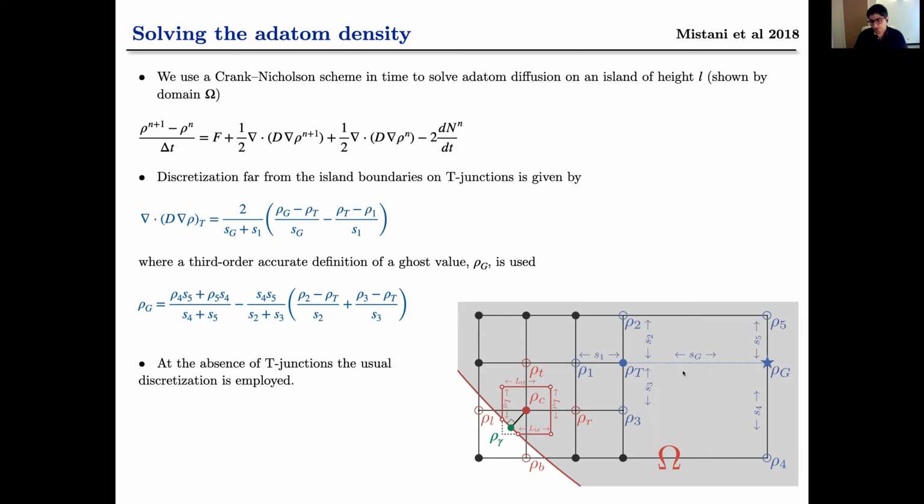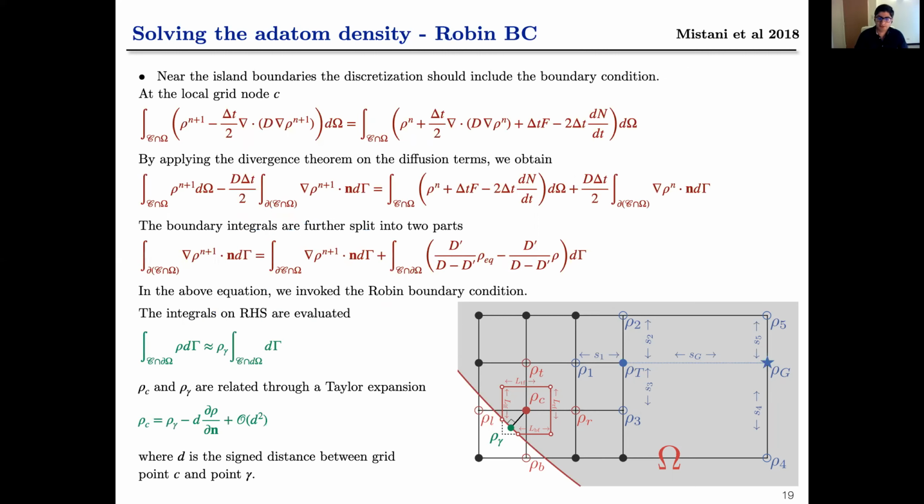Because the grid is adaptive, when you're far from the island boundary, you can have T-junctions like this one, which means that you don't have a direct node on the right-hand side, so you have to interpolate the value of this ghost density value according to the neighboring node values. Using just the finite difference method, you can discretize the region far from the boundary, but closer to the interface, you have to use a finite volume scheme, which is basically integrating over this computational cell.